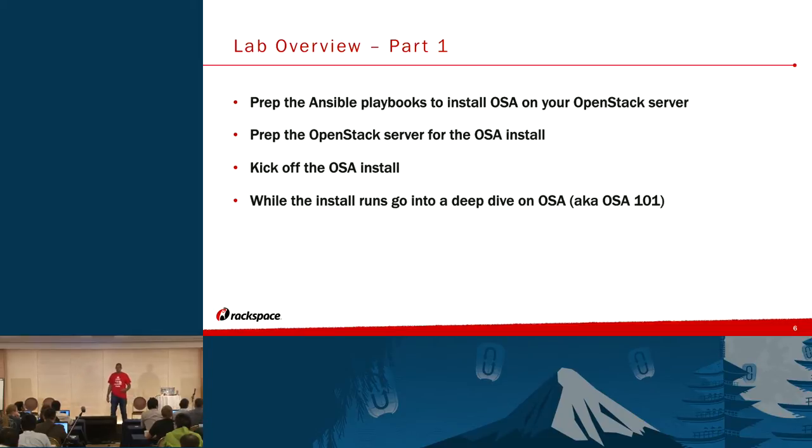So this is just an overview. We're going to prep the Ansible playbooks to install OSA. There's some prep work you have to do before you can actually do the install. You're going to prep the OpenStack server as well. You have to do some networking and install some repositories that you need. Then we're going to kick off the OSA install.